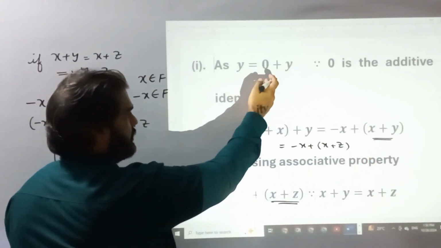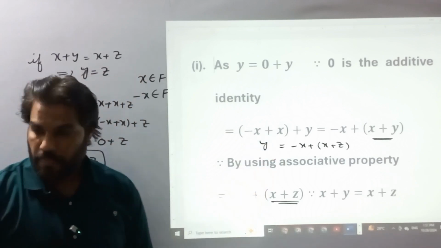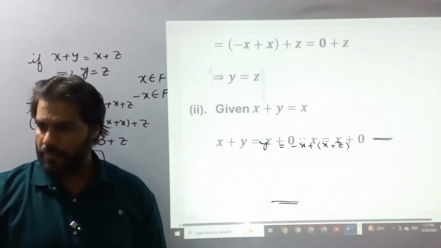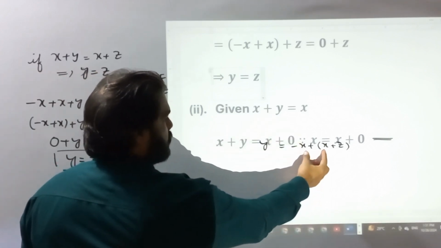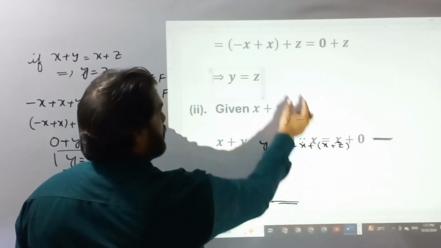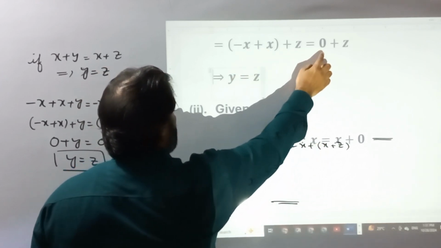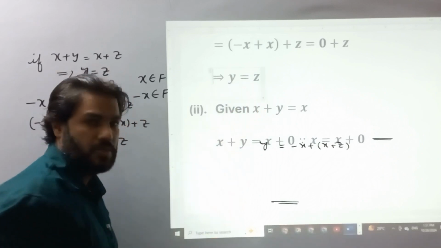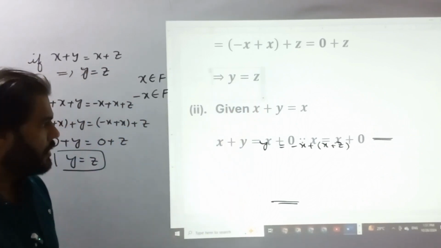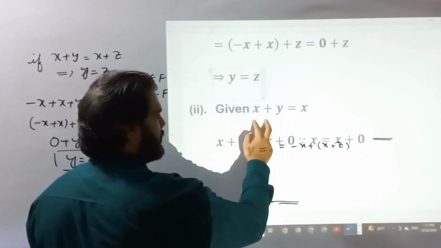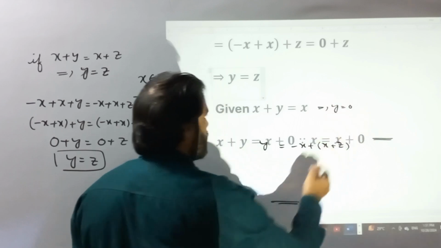So this step will become this, whereas the left side is y equals this. Now, by applying the associative property to these two elements, this will become minus x plus x, plus z. Now minus x plus x is equal to 0. So this gives us y is equal to z. Hence proved. In the second property, we have to show that if the sum of the two numbers x and y is equal to x, this is possible if y equals 0. This is the second property.